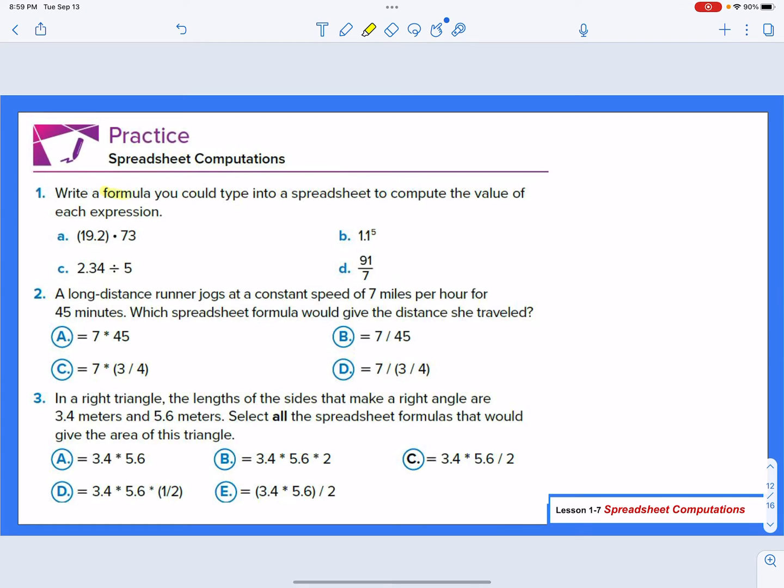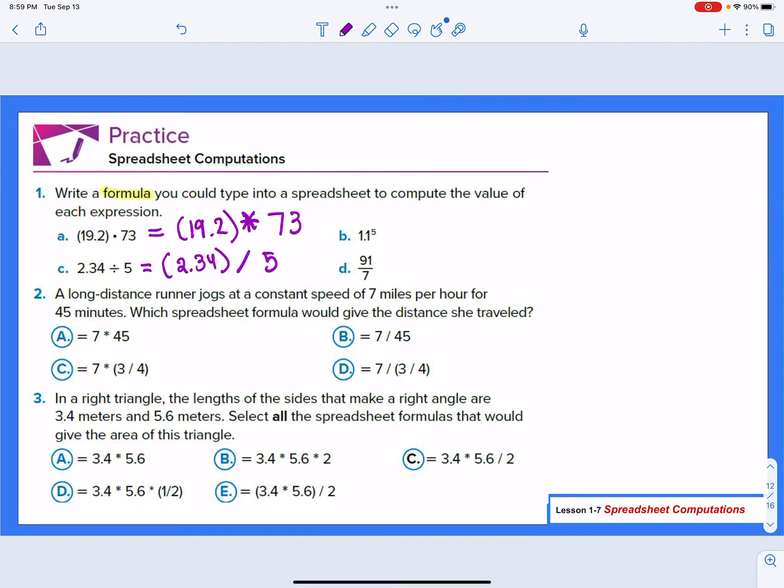Write a formula you could use and type into a spreadsheet to compute the value of each expression. All right, so a formula for this one here would be something like equals, parentheses, 19.2, and then we would do the little star and 73. For the next one, we'd say equals in parentheses 2.34. Division is going to be the bar like this and the number 5.